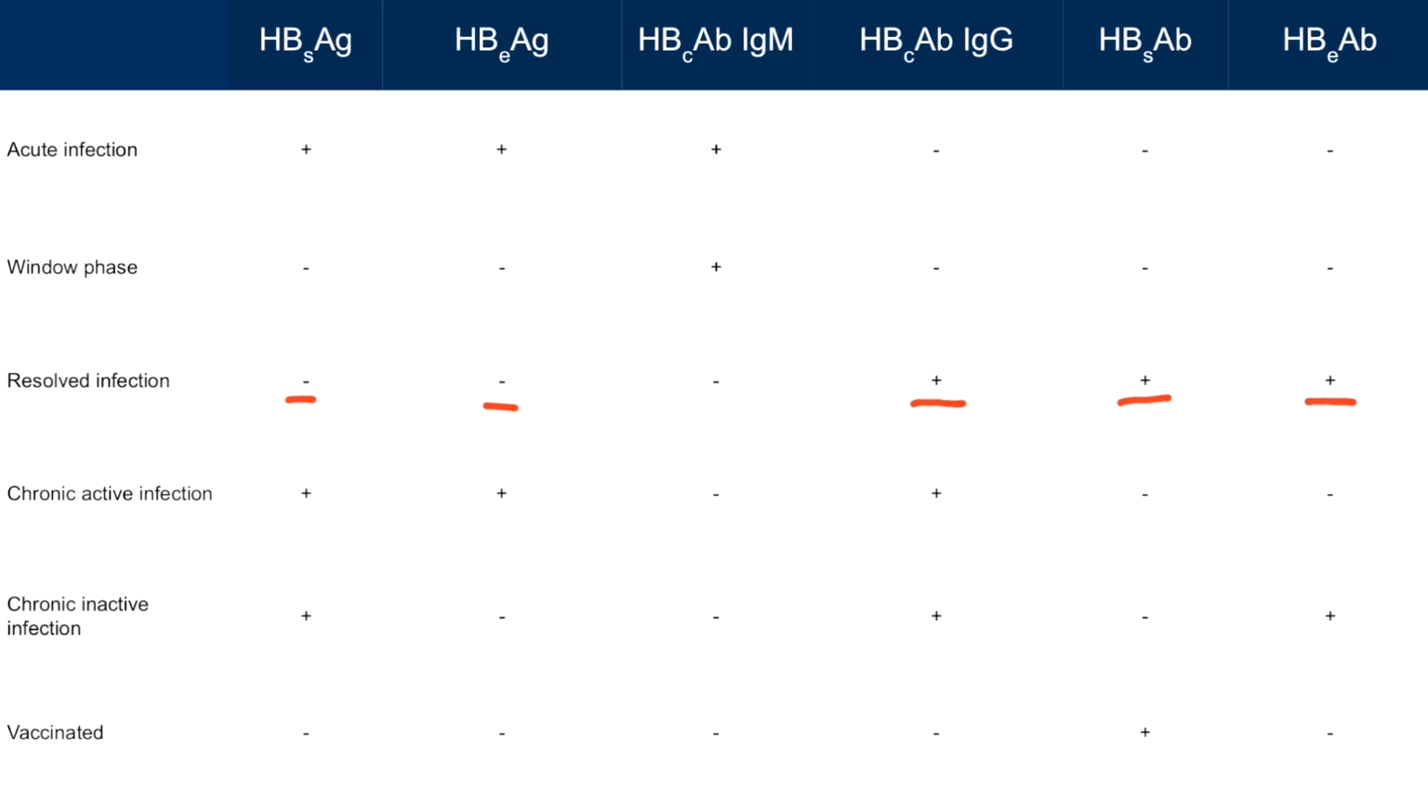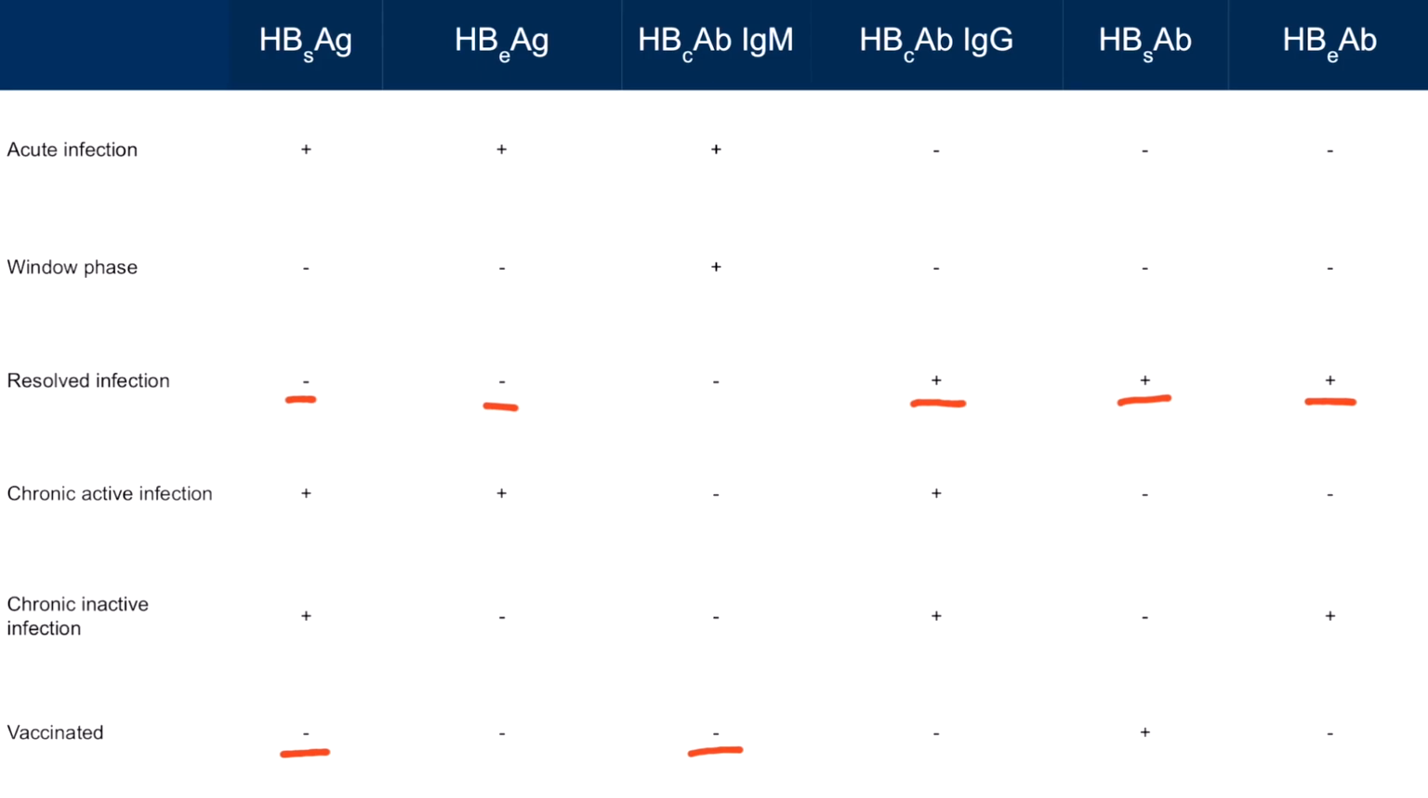But what is the significance of IgG core antibody despite it providing no immunity? Well, it differentiates a person with resolved infection from a vaccinated person. Note here that during vaccination, we administer only the surface antigen, and therefore the body generates only surface antibodies and not core antibodies. Hence, a vaccinated person has HB surface antibody positivity and HB core antibody negativity, whereas a person with a resolved infection has both HB surface antibody and HB core antibody positivity.